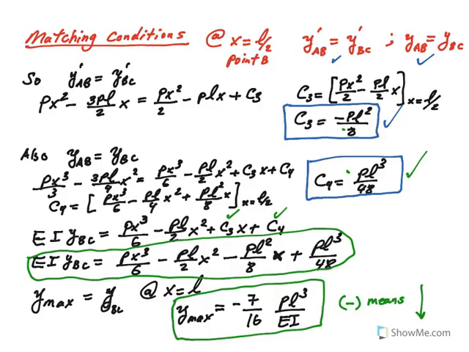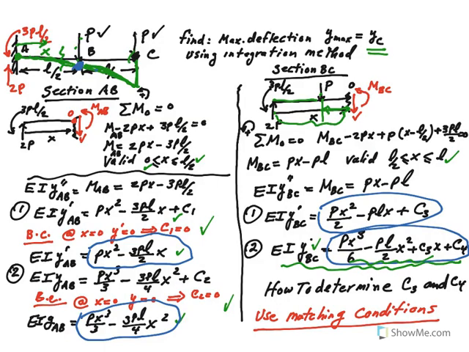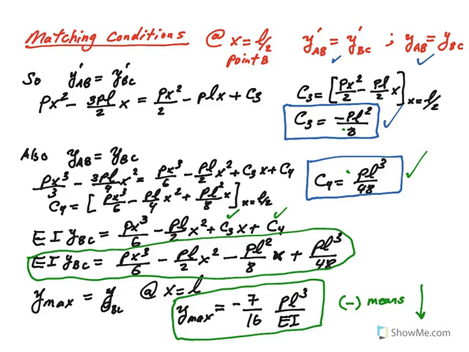And now, where is the maximum deflection? Maximum deflection is right here when x equal L. So put x equal L, and if you just work this out, do the algebra, you get minus 7 over 16 PL cubed over EI. Negative just means downward.